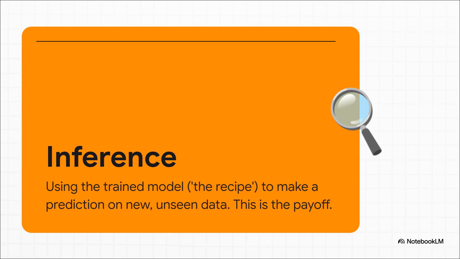And that brings us to inference. This is the good part. This is the payoff. The cake is baked and now you get to serve it. Inference is simply using your trained model, that perfect recipe, on brand new data it's never seen before to get a prediction. This is the moment your AI project actually starts delivering value to the business.